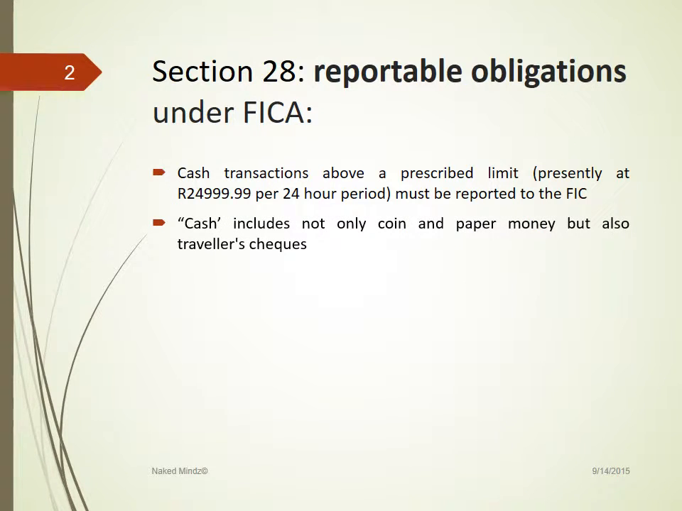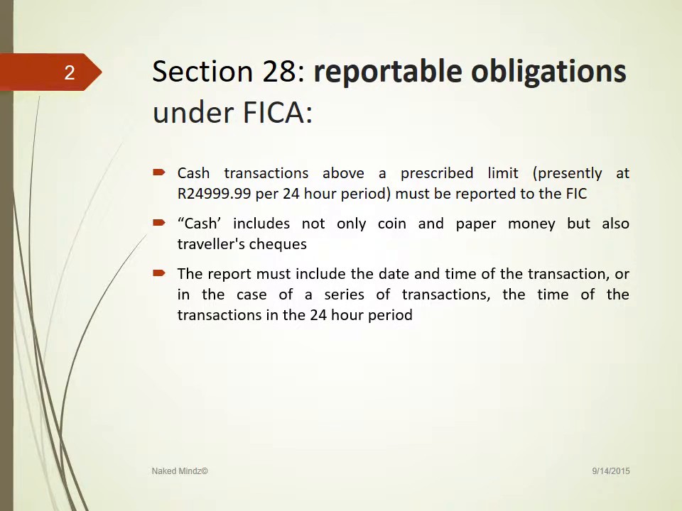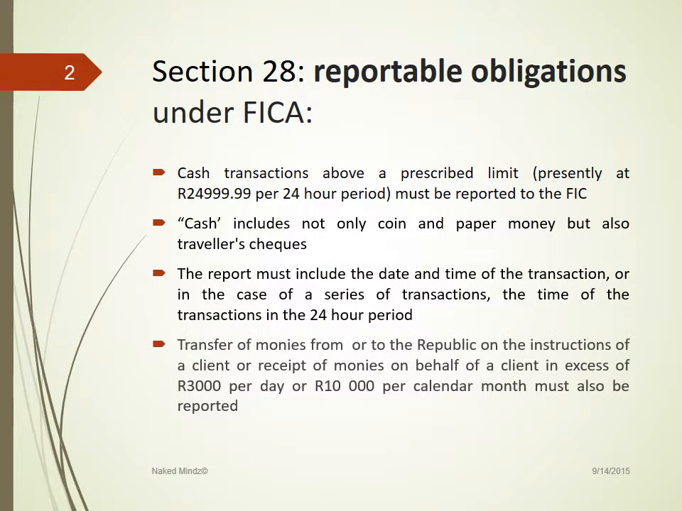Cash includes not only coin and paper money, but also travelers' checks. And the report must include the date and time of the transaction, or in the case of a series of transactions, the time of each of those transactions in that time period. Transfer of monies from the Republic on the instructions of a client or receipts of monies on behalf of a client in excess of 3,000 Rand per day or 10,000 per calendar month must also be reported.